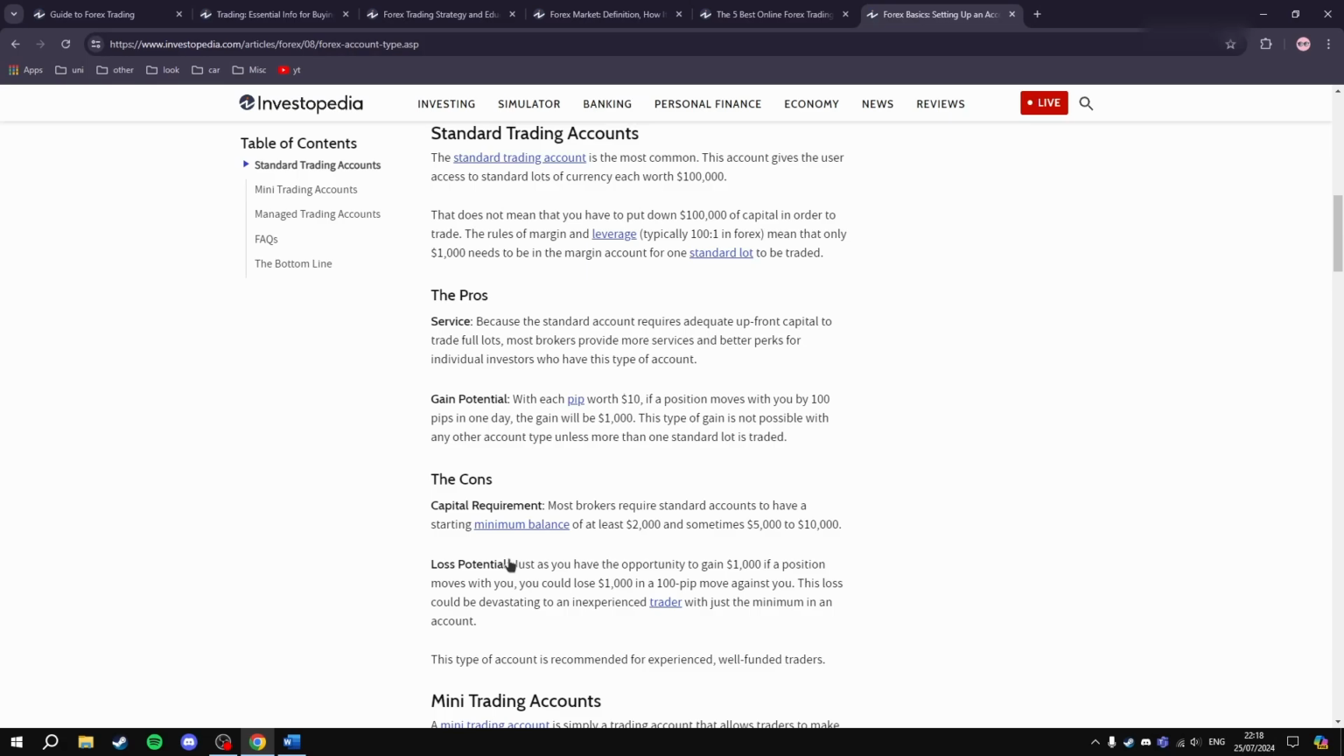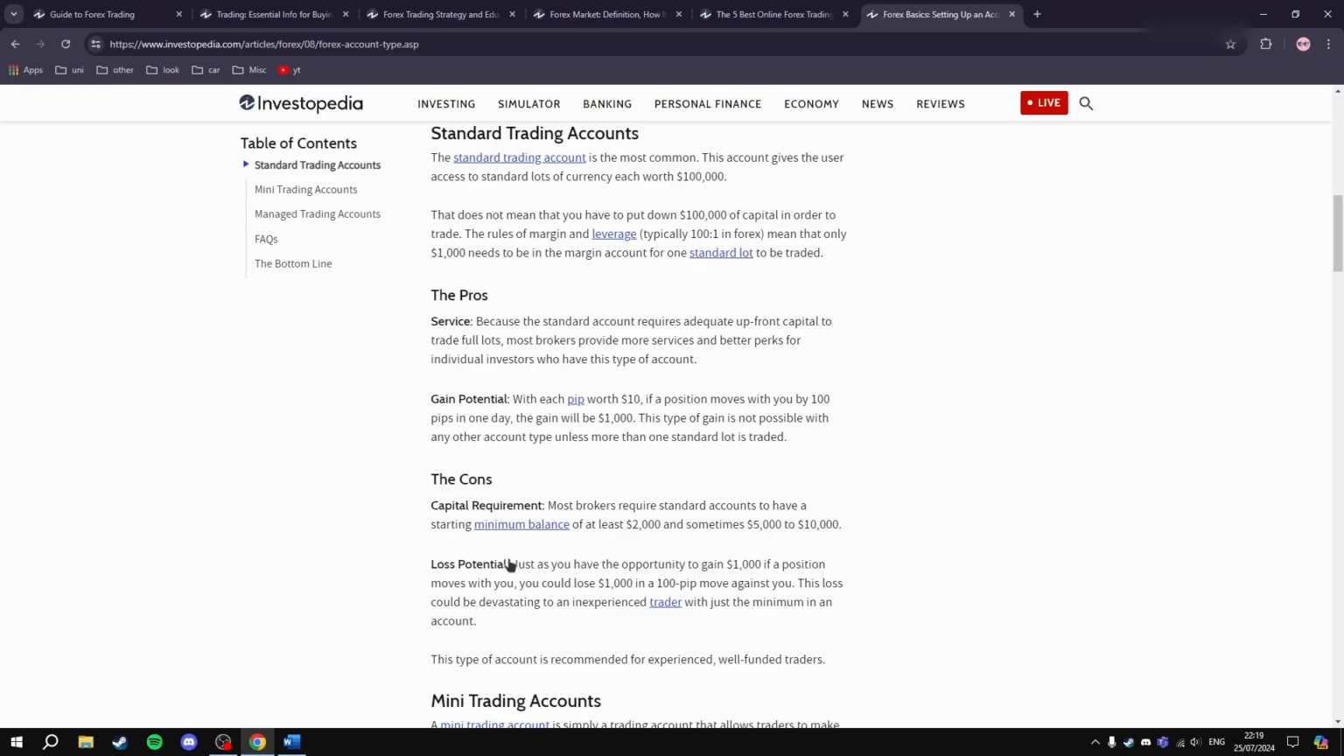The pros. Services: because a standard account requires adequate upfront capital to trade full lots, most brokers provide more services and better perks for individual investors who have this type of account. Gain potential: with each pip worth $10, if a position moves with you by 100 pips in one day, the gain will be $1,000. This type of gain is not possible with any other account type unless more than one standard lot is traded. The cons. Capital requirement: most brokers require standard accounts to have a starting minimum balance of at least $2,000 and sometimes $5,000 to $10,000.